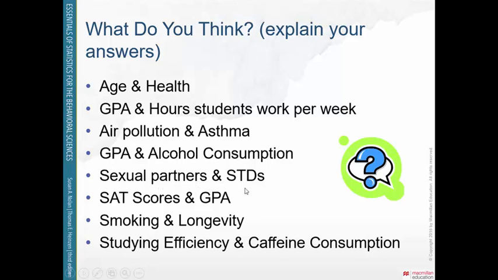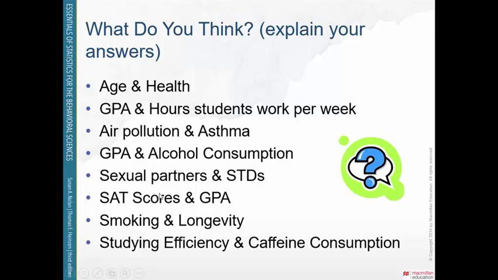The more alcohol, the lower the GPA. Sexual partners and STDs. What do we think about that? The less sexual partners, the less potential STDs. More sexual partners, potentially more STDs. So a positive relationship there.